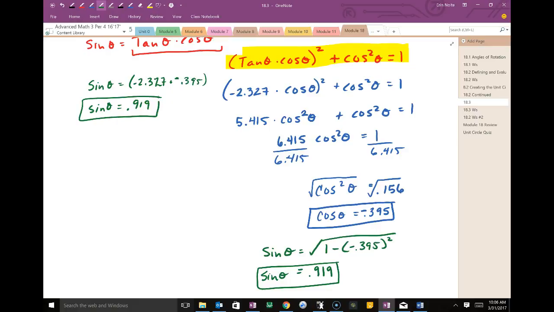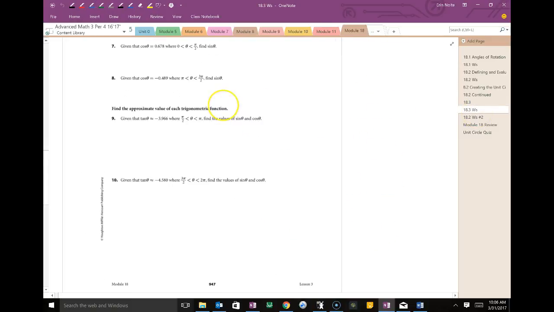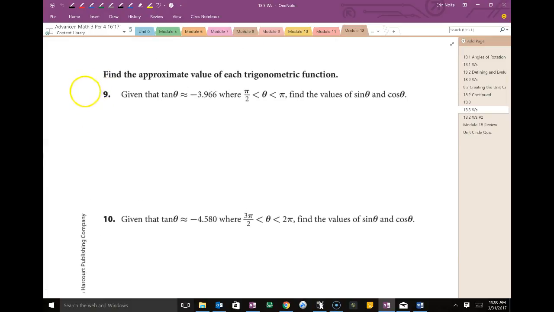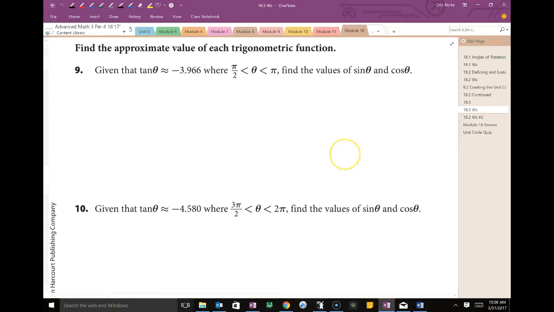Good. So should we do one of the problems on the assignment, and then you'll be good to go? Okay, so everybody have that assignment, by the way? Okay. So we'll start on number 9.